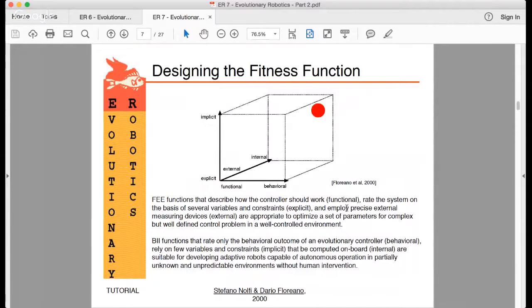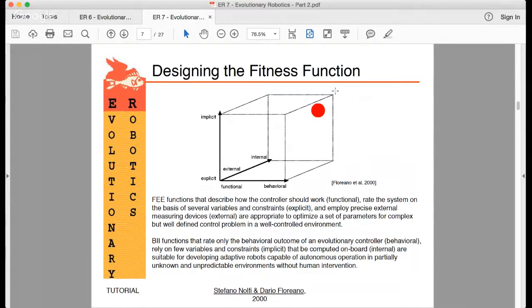Designing the fitness function. The fitness functions usually include variables and constraints that rate the performance or the expected behavior of the robot. But these variables and constraints are difficult to choose because the behavior evolved by the robot is not fully known in advance. For these reasons, designing an effective fitness function is a difficult task and often requires a trial and error process.